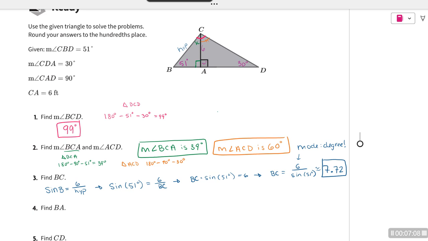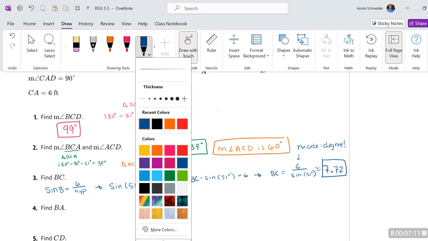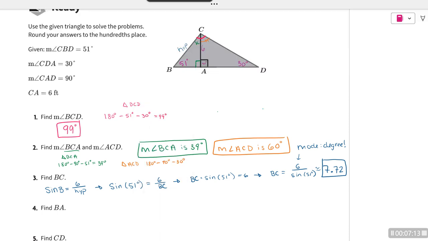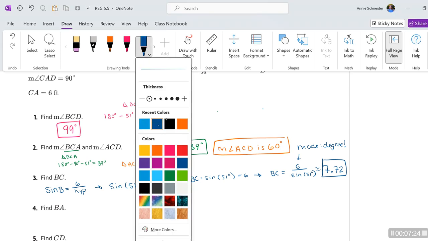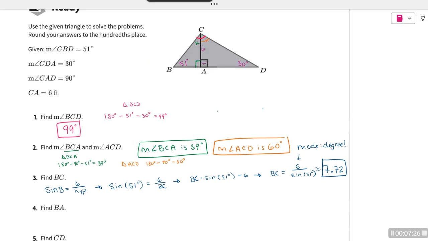Okay, let's find BA now. So BA is this segment right here. Again, there's a few ways we can go about this one. Now that we know that the hypotenuse, and I'll write it up on the triangle, is 7.72, I can just do Pythagorean's theorem if I wanted to. However, I actually like using trig again. There's no harm in using trig.